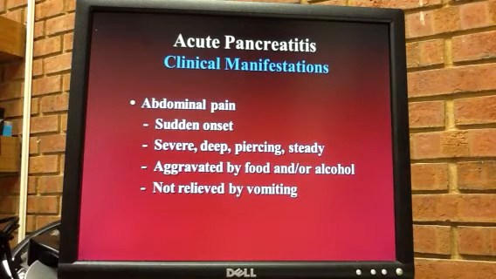Any edema, inflammation, or enlargement of this retroperitoneal organ will cause the posterior peritoneum to stretch over the mass, and that produces the pain. It's a severe pain, deep, piercing, steady. It can be aggravated by food and or by alcohol. The abdomen is tender to touch. It's not relieved by vomiting. It does seem that sitting up and leaning forward lessens the pain. Flexing the legs, especially the left leg, may help relieve some of that stretch.